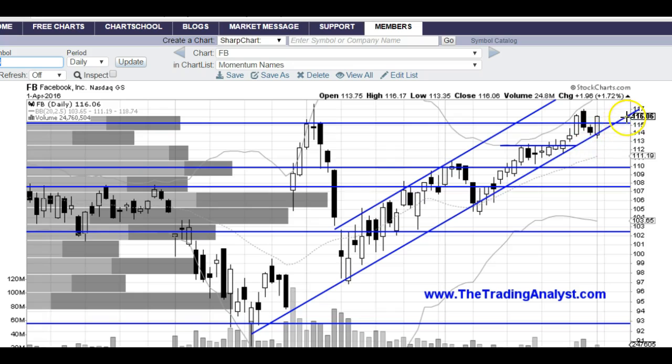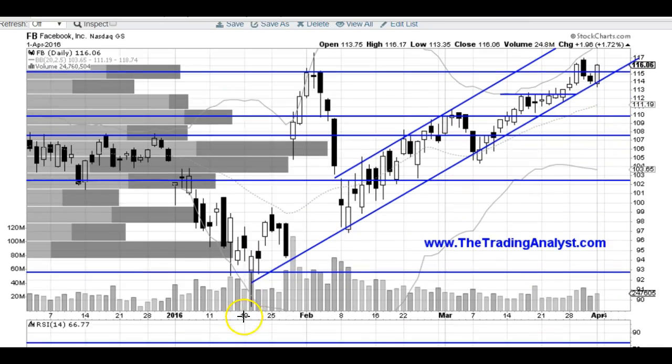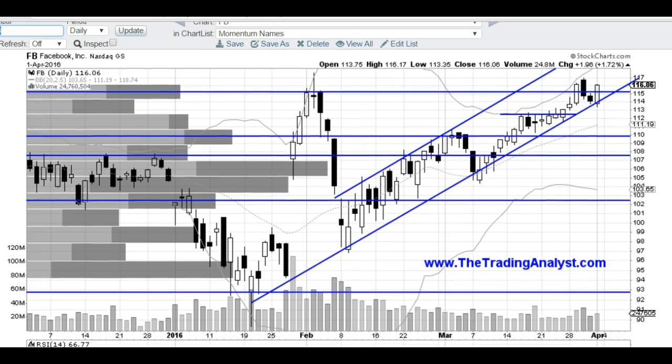This is that uptrend line support that we've had since early 2016, so almost 3 months that we have this uptrend line support. So if you're a trend trader, which I think that everyone should be, then the trend has been up for quite some time, and you want to be trading with that trend on Facebook, not against it.